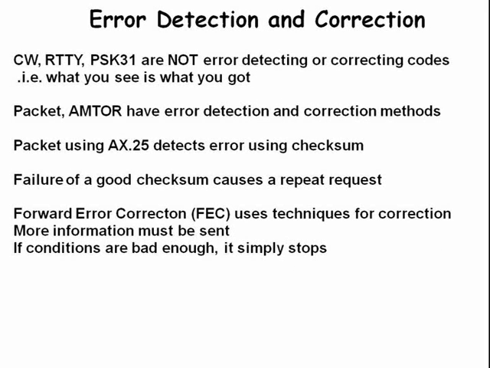While CW, radio teletype, and PSK31 have no inherent error detection or error correction capability, other modes such as packet and Amtor do.